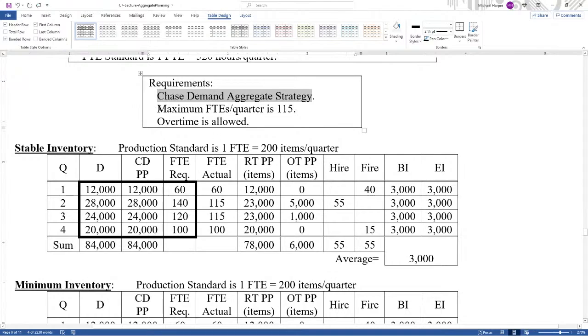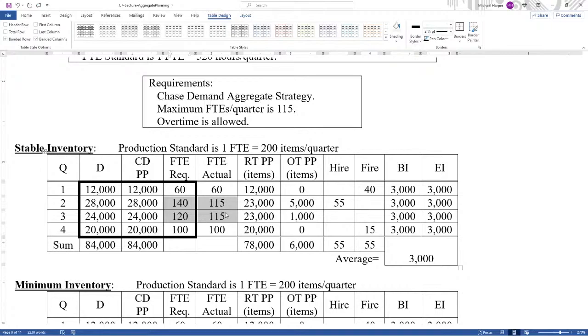The next is very commonly you say, okay, wait a minute. We have a maximum FTE per quarter of 115. So this is common. You don't have an unlimited labor pool. You have a limit on how much labor you can use sometimes. And suppose our limit is 115. Well, when we look at our FTEs that are required here, 61, 41, 2100, the first quarter of 60, the fourth quarter of 100, that's less than 115, no problem. But the second and third quarter have to be reduced back down to 115 because that's all we have. We don't have more than 115 FTEs per quarter. That's the max.